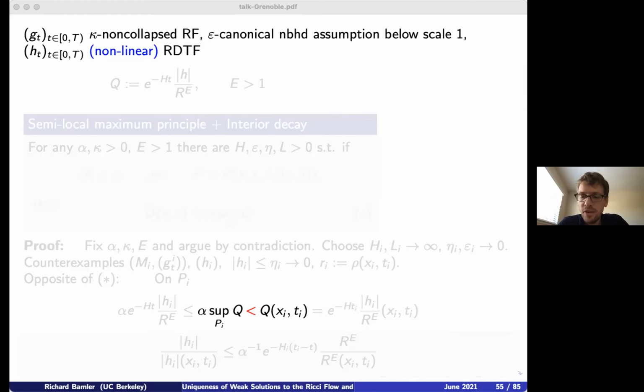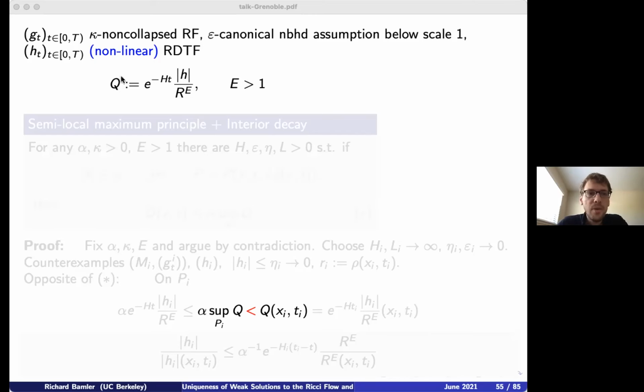I want to make a statement like this. And in order to do this, I'm going to form the following quantity. I'm going to take the norm of h, and I'm going to divide this by the scalar curvature to some power E that's bigger than 1. E has to be bigger than 1. I'll fix E later, but for now, E is just some number bigger than 1. And I'm also going to multiply this by e to the minus Ht, where H is a constant that I'll choose later as well.